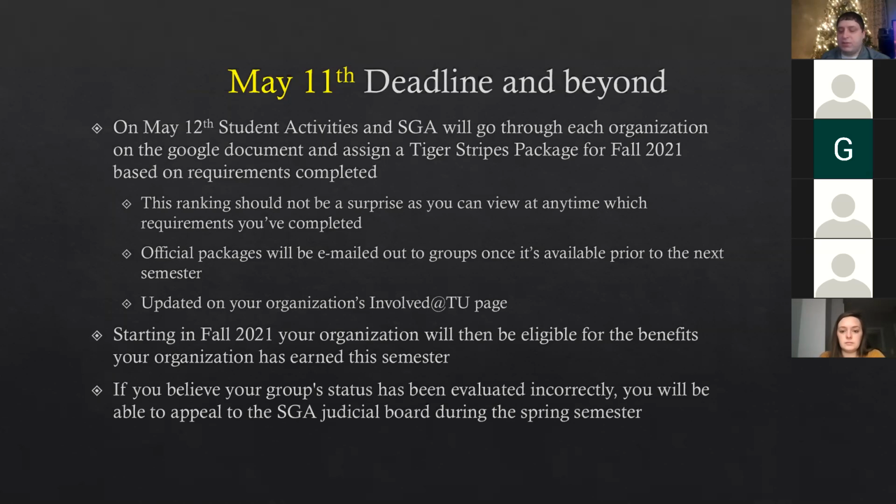Honestly, there's no magic to this process. We literally go to the Google Doc and we just go across the columns until we don't see an X. So at some point, there's not going to be an X, and that's going to be where we cut off your package. If you have all the X's all the way across, then you will be a package 4. So starting in fall 2021, you will officially be whatever that new package status is. So if you went from 1 to 3, you will get all the package 3 benefits starting in the fall.